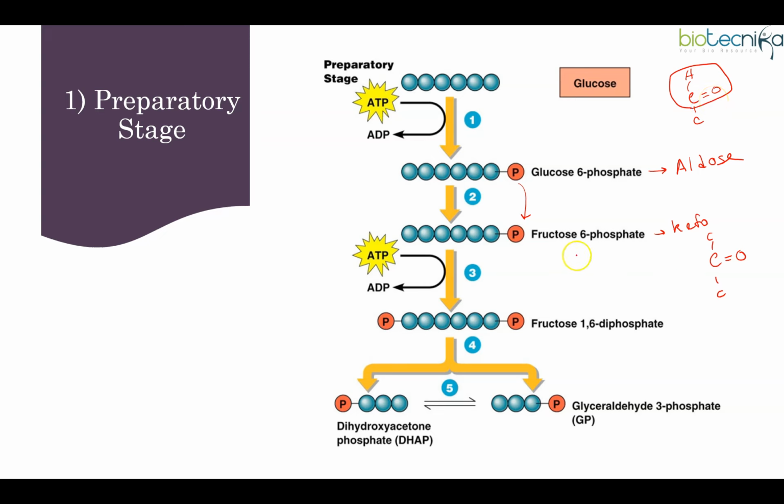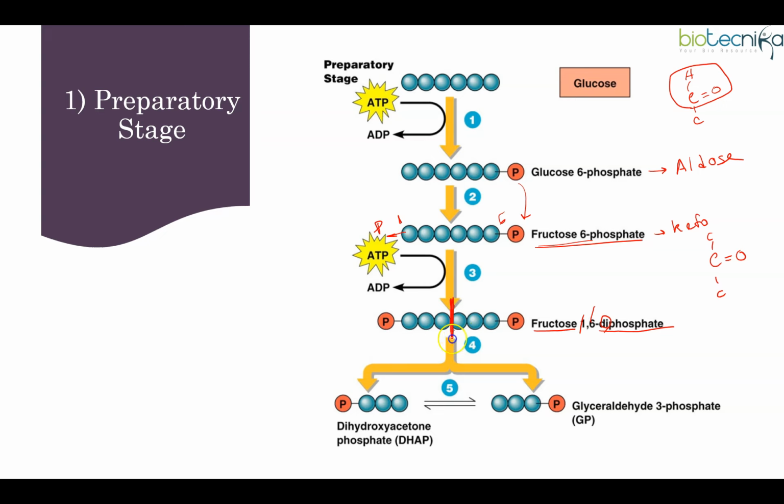Okay. Now fructose 6-phosphate, another phosphate can be attached at the first position. So that is why you will have fructose, this is the first carbon 1, this is the 6th carbon, 1,6-diphosphate. Di means 2 phosphate groups are attached at 2 different positions. Okay. And now this molecule is ready to be split.